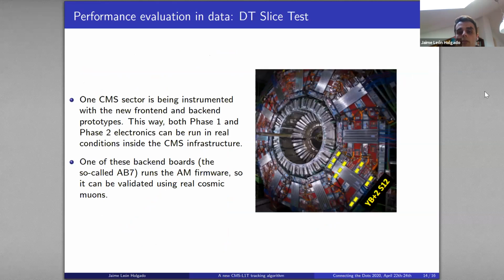And also, apart from this, we have performed what we call the DT slice test. It consists of one CMS sector that is being instrumented with the new front-end and back-end prototypes. This way we can test in the real CMS infrastructure, in real conditions, both phase 1 and phase 2 electronics at the same time. One of these backend boards, which we call the AB7, runs the analytical method firmware, so we can validate both the firmware and the algorithm itself using real cosmic muons.